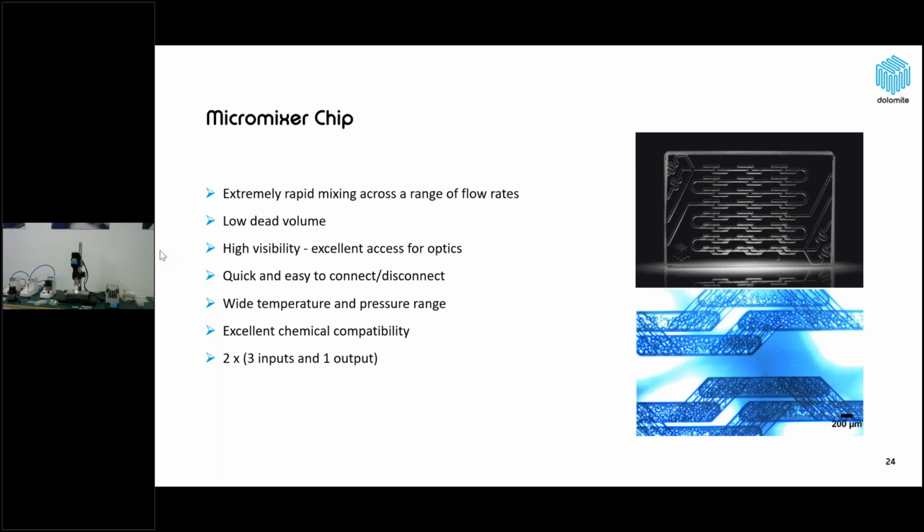I hope this is clear for your question, because I cannot give details of what numbers for the mixing efficiency can be obtained using the microfluidic mixer chip, because it depends on each application. It's a very specific number depending on the specific application. But in general, we can achieve very high mixing efficiency when you run the application with the micro mixer chip.